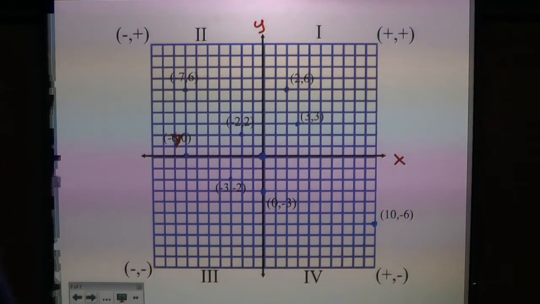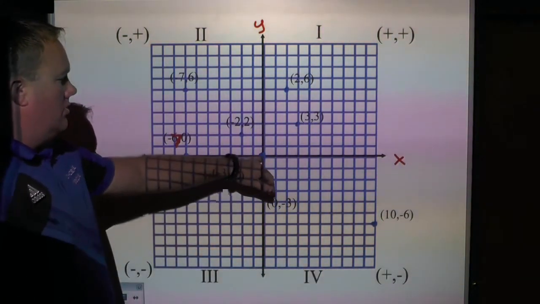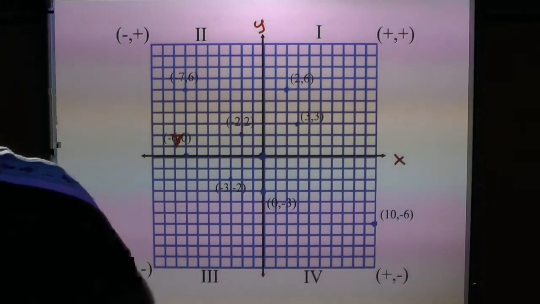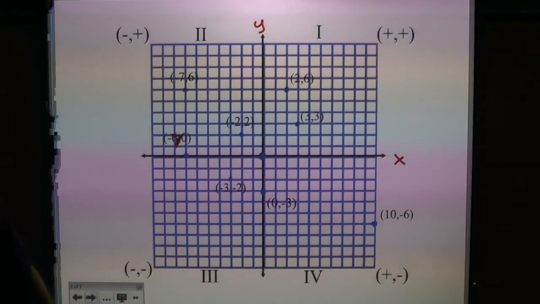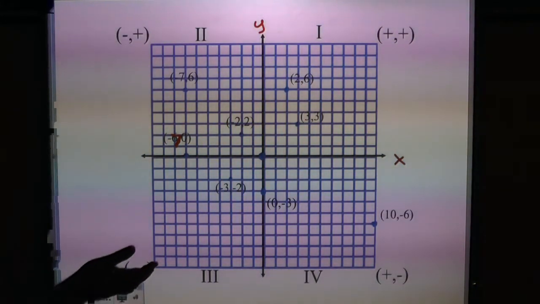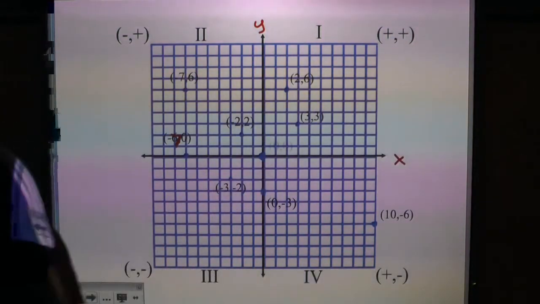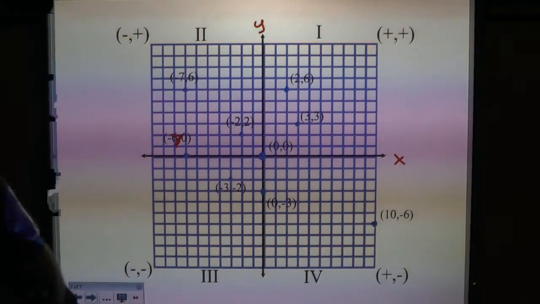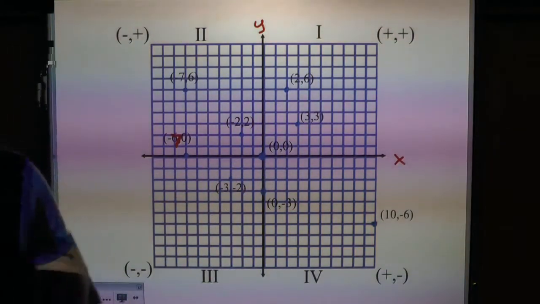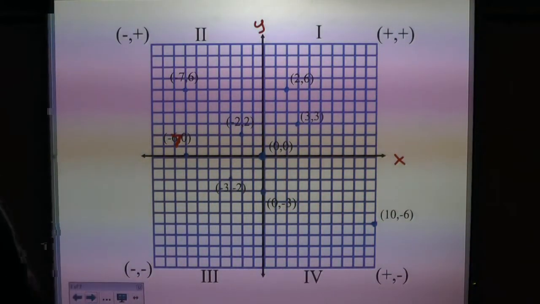And lastly, the origin. Well, when you think of the origin, you don't move to the right, you don't move to the left, so your x-coordinate has to be 0. You don't go up, you don't go down, so your y-coordinate has to be 0. The origin, and why they call it the origin, is that it is the place and the starting point for all coordinates, for all ordered pairs. They all start at 0, 0. That's why it's called the origin.